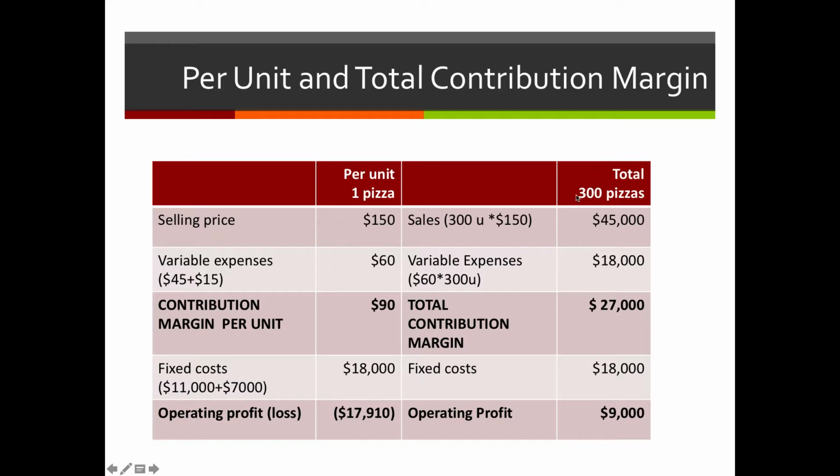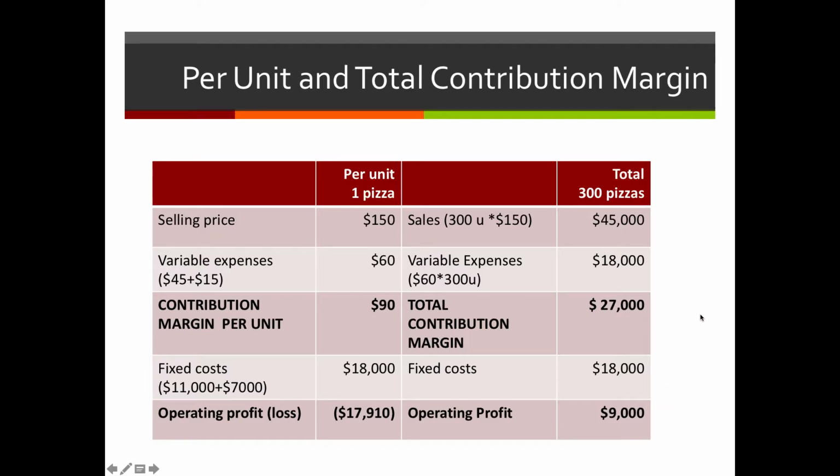If we are selling 300 pizzas a month, what would be our sales? Only multiply 300 units times 150 to reach 45,000. Your variable expenses will be 60, that is 45 plus 15 of the rapid delivery, times 300 units, for a total variable expense of 18,000. If you subtract this one from this one, you reach your total contribution margin of 27,000. That amount deducted by the fixed cost, you will reach an operating profit of 9,000.